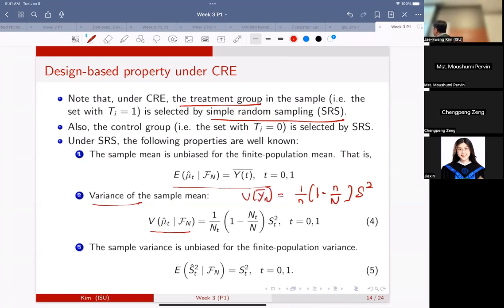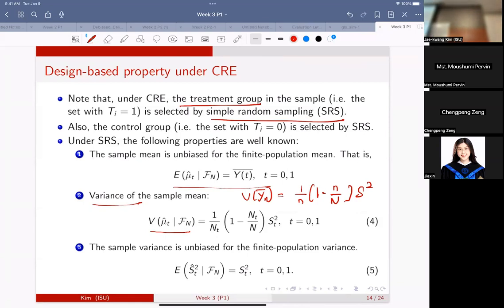Right? So in the class we learned something like this. But now the context is this n, sample size n, is either capital N1 or capital N0. It depends on whether you view the treatment sample as your sample, then that sample size is N1. If you view the control sample as your sample, then the sample size is N0, right? That's the only difference.